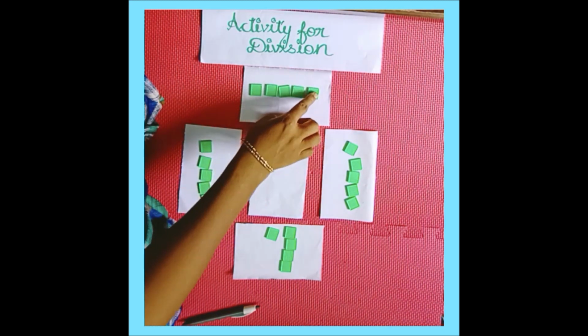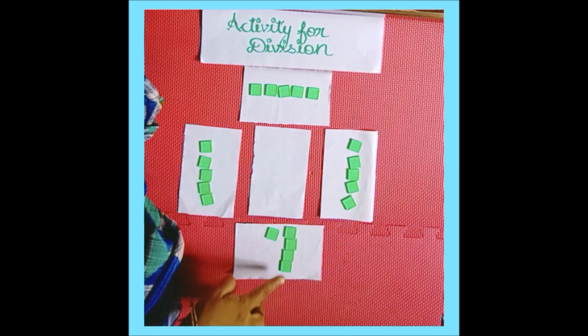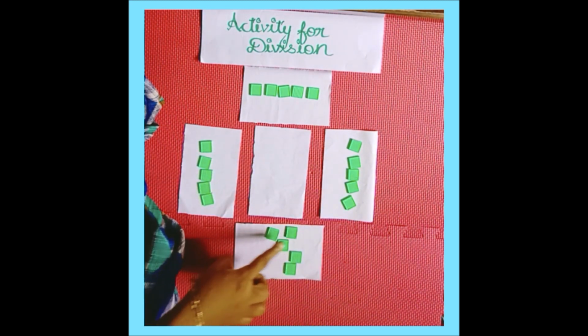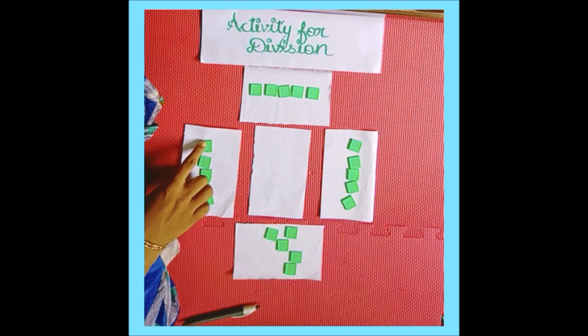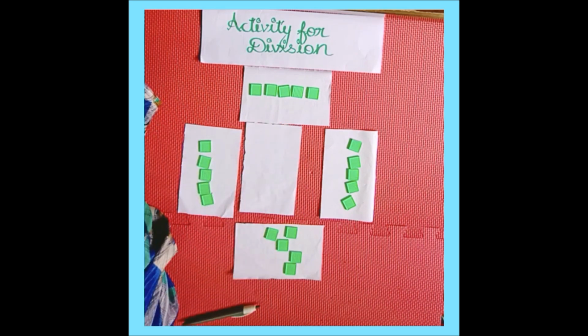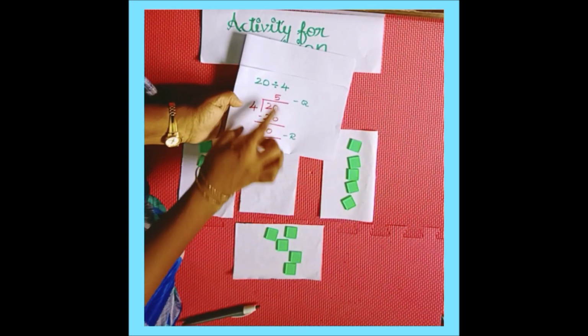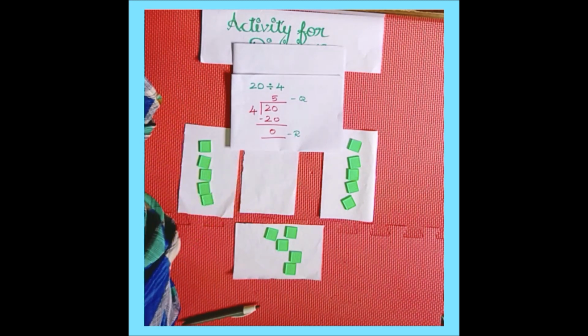Each part has 1, 2, 3, 4, 5 coins. Thus there is no remainder. So we get our quotient as 5 and remainder as 0.